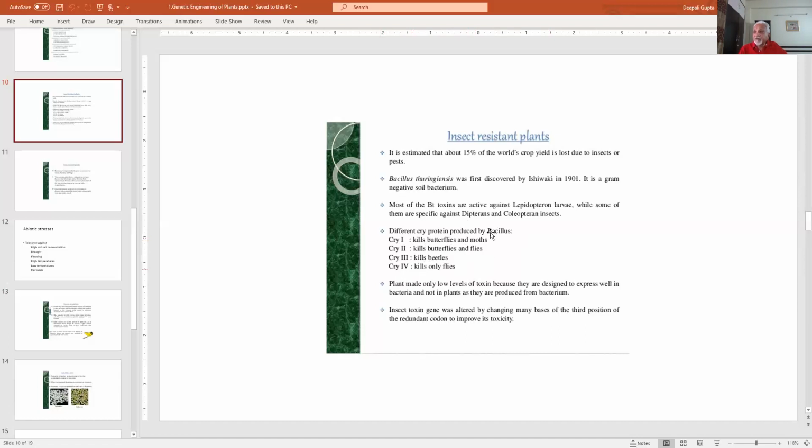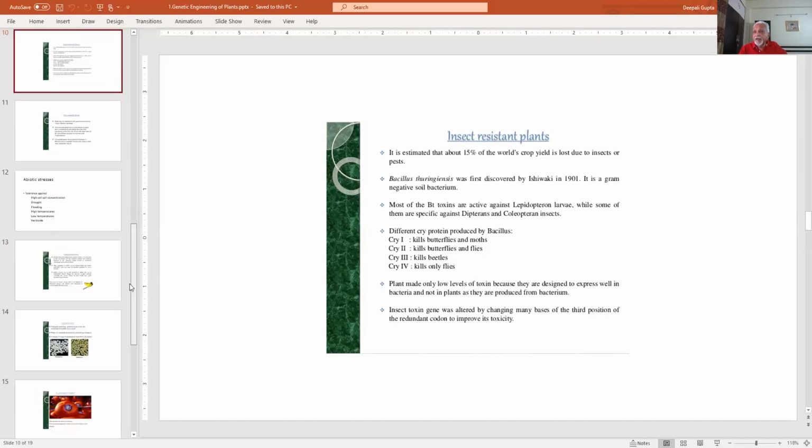So this kind of understanding has been developed, and the first success story came wherein the BT technology was used in cotton by a seed company like Monsanto. And in India, the only transgenic or GMO which is released commercially is the BT cotton. So we will have a detailed discussion on this subsequently.